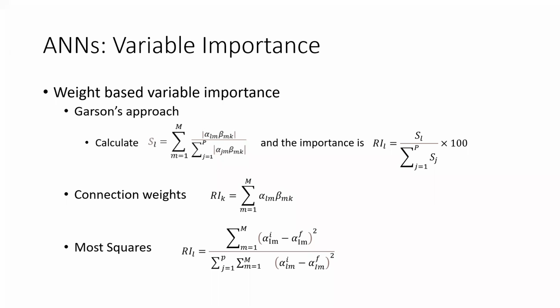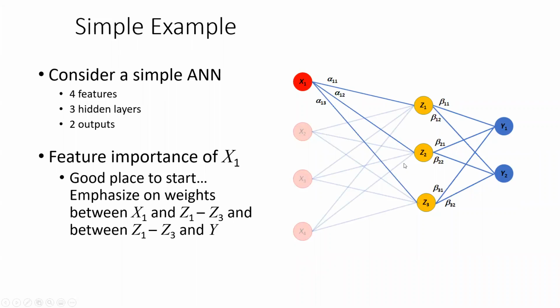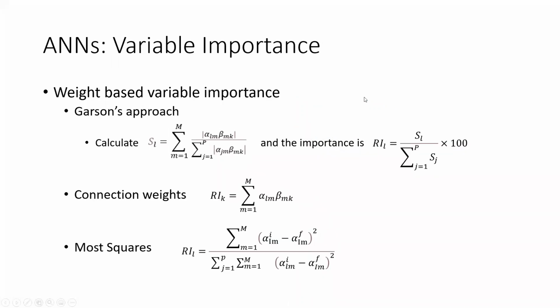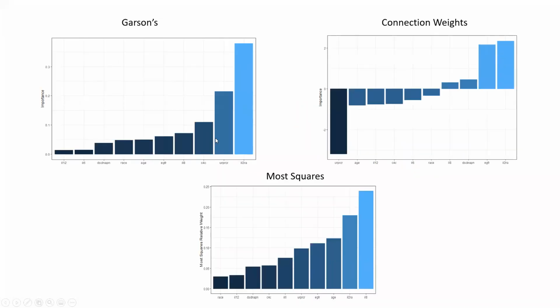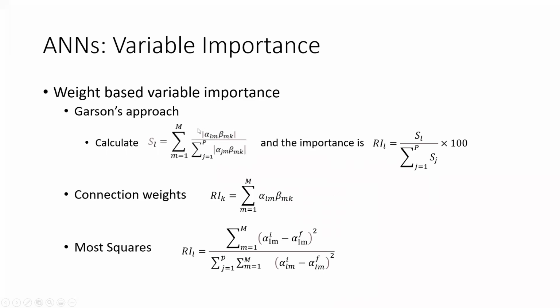And essentially what they proposed to do was, going back to our picture, for X1 we have a set of weights that's specific to X1. So we're summing the absolute value of the product of the weights going from X to Z, which is that alpha LM, and from Z to Y, which is our beta MK. And that's just for predictor L. And then we're summing across all of our hidden layers and then across all of our predictors, all of the weights. So essentially looking at what is the total weight for predictor L relative to all of the weights that we observe.